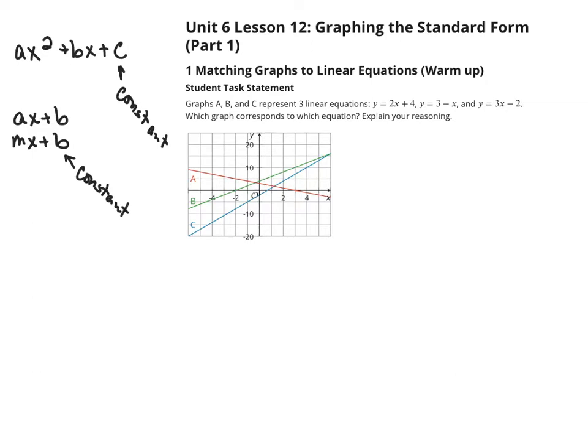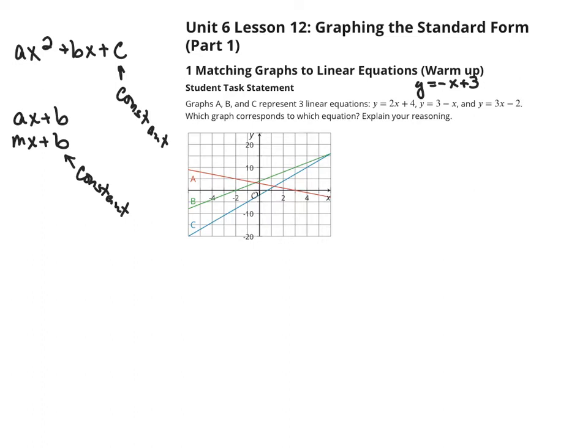Graphs A, B, and C represent three linear equations. y equals 2x plus 4, y equals 3 minus x, and y equals 3x minus 2. I don't like that one, so we're flipping it around. That's a 3. Which graph corresponds to which equation? Explain your reasoning. Well, let's look at graph A.